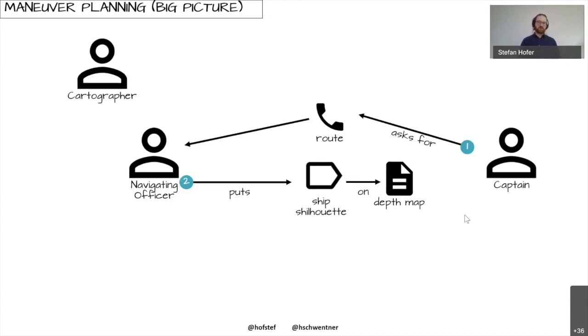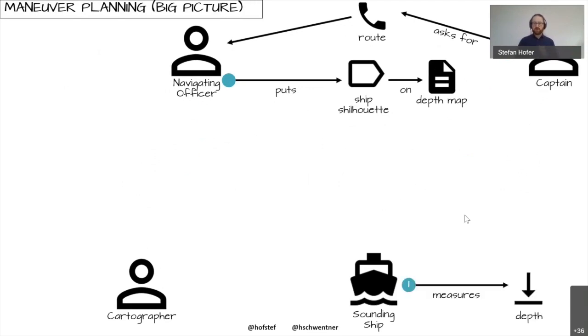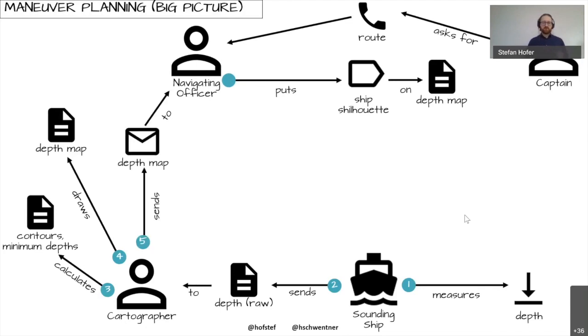And then the cartographer might say, well, this is actually something that I can contribute. So we make a little space on the whiteboard, move stuff around. And then the cartographer says, well, these depth maps, it all starts with sounding ships, and they measure depths and send us that raw depth data, which then we take and we calculate the contours, or those little lines that you saw on the map, and the minimum depths. And that's what we use to draw the depth map. Then we send it over to the navigating officers.